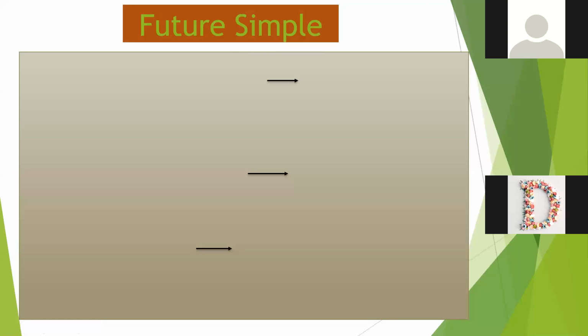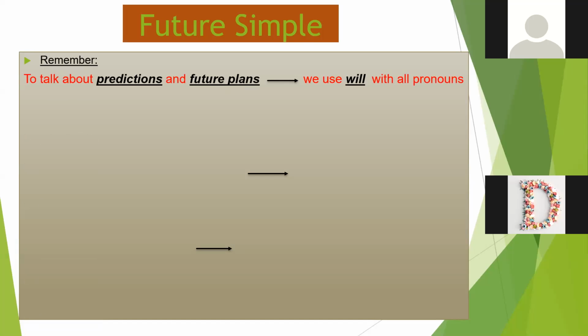Here we are talking about the future simple. Do you remember the future simple? The future simple is will. So when I am talking about prediction and future plans, we use will with all pronouns, with I, they, we, you. When I am talking about I will go to the club next week and so on, I will use the verb will with all pronouns. Let's see the examples here.